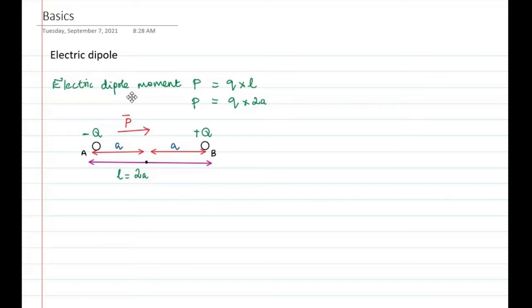The electric field direction will always be from positive to negative, whereas the direction of the dipole moment, which gives the strength of this electric field, is from negative to positive. So the electric dipole moment gives you the strength of the electric field of the dipole. An electric dipole is a pair of equal and opposite charges.